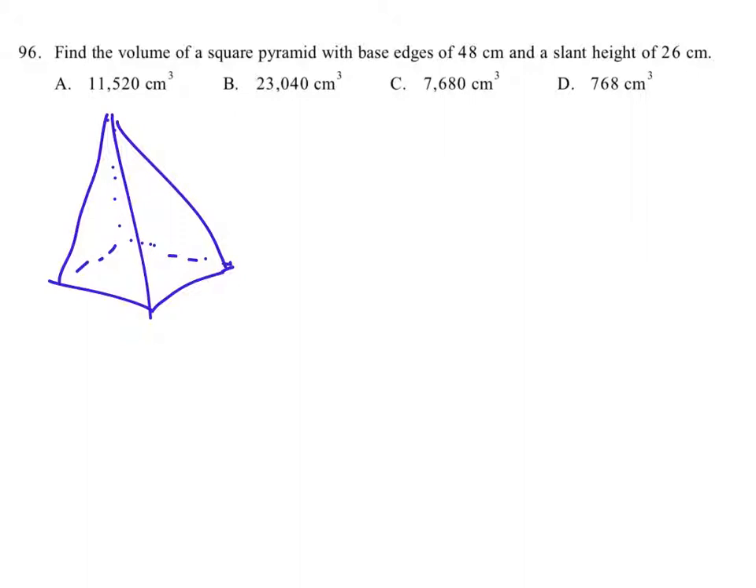Like that, okay? Now, it's got base edges of 48 centimeters, so this is 48, 48, it's a square, and it's got a slant height of 26. So that's like from here down to there, okay?